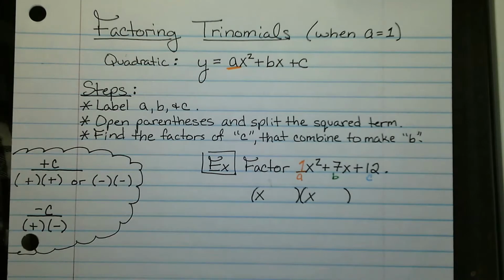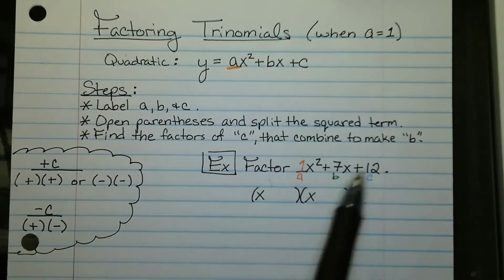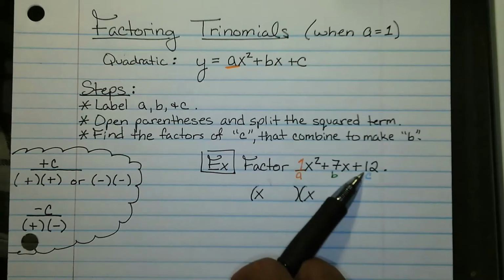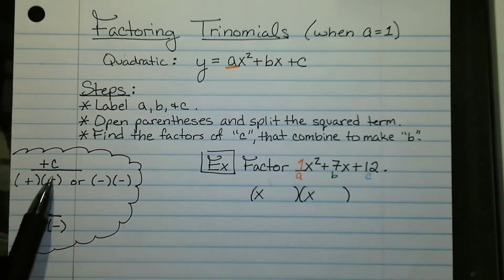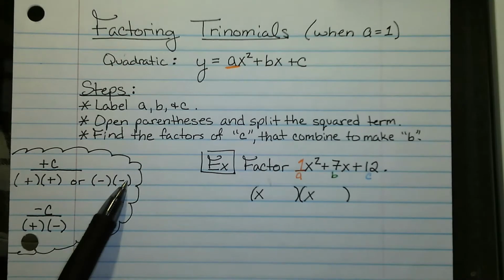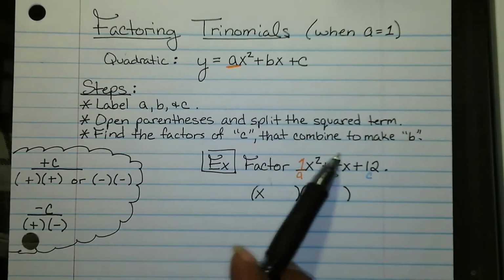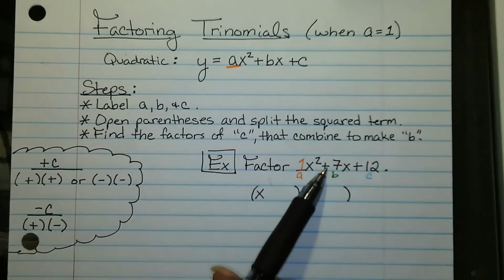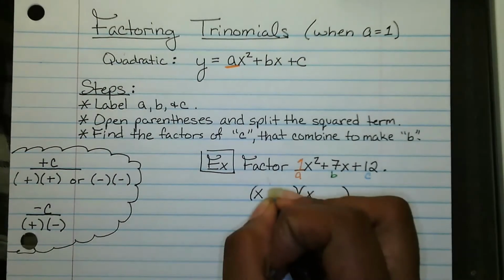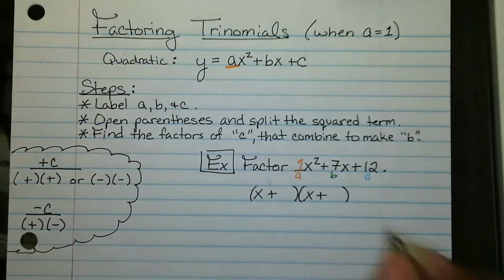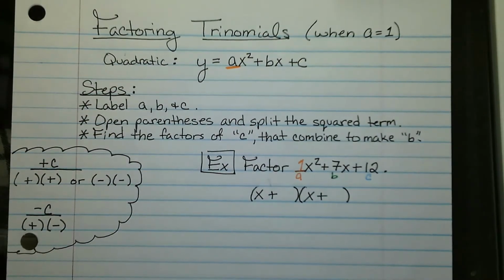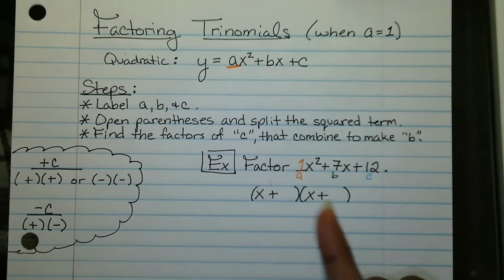Then that takes us to the last step where it says find the factors of c that combine to make b. But before we get there, I want to go ahead and take care of our signs. If your c is positive, you're either going to have a plus plus situation or a minus minus. And that depends on what this is. So once you see that this is positive, then you look here. I see 7 is also positive, so that means I'm going to use plus plus. Okay, if the 7 was negative, it would have been minus minus.